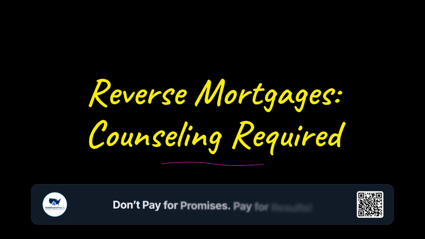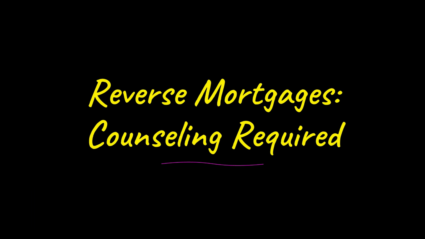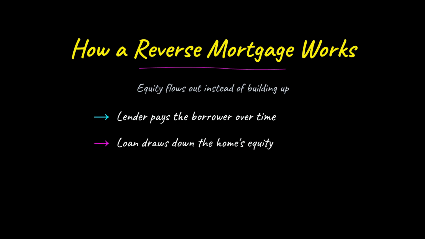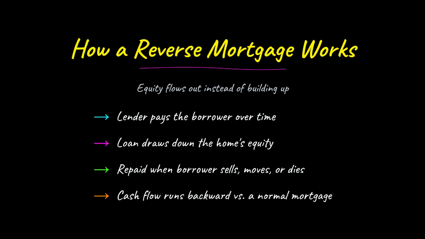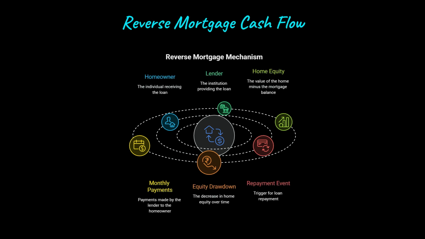A reverse mortgage lets older homeowners turn home equity into cash without selling. But before that loan can proceed in Massachusetts, the law demands one specific safeguard. In a reverse mortgage, the lender pays the borrower over time, drawing down the home's equity instead of building it. The loan is repaid later, when the borrower sells, moves out, or dies, so the cash flow runs backward compared to an ordinary mortgage. This backward flow of money creates real risk. Accruing interest and fees can quietly consume the equity that would otherwise pass to heirs.